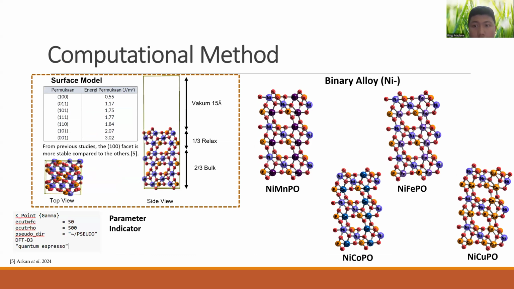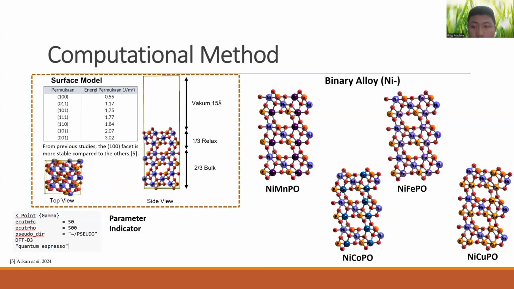DFT calculations were performed using the Quantum ESPRESSO package. Ultrasoft pseudopotentials were utilized to model the atomic core electrons, with exchange-correlation interactions approximated using the GGA-PBE. Semi-empirical van der Waals corrections were applied to account for dispersion forces. The surfaces of nickel phosphate and bimetallic nickel metal phosphates, referred to as NiPO and NiMPO, with the 100 facet were modeled as the active sites.